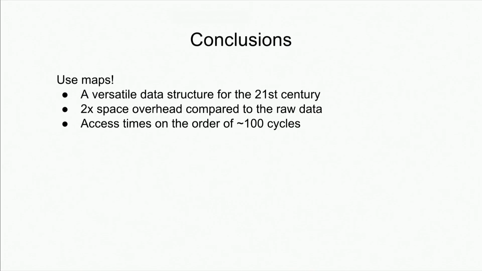So to conclude, we're pretty much out of time. Use maps. They're a versatile data structure for the 21st century. The space overhead is not too bad. It's about 2x what you would use otherwise. The speed is 100 cycles to get something into or out of a map. So it's not a memory read or write, but it's a divide or maybe 2 divides worth of cost. Okay, that's it.